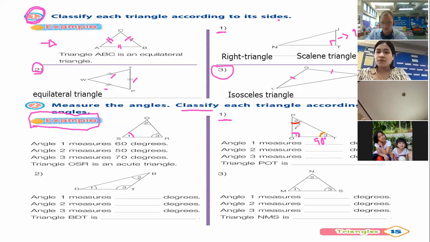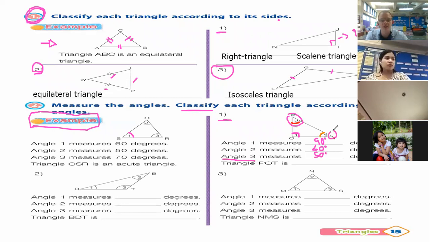40 sounds right to me. 40, I can take. Yes, very good. And angle 3? 50. So in this instance, you only had to measure one angle. You only had to measure one angle, either angle 2 or angle 3.